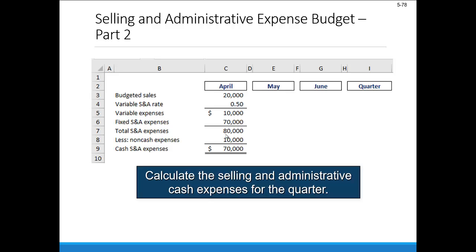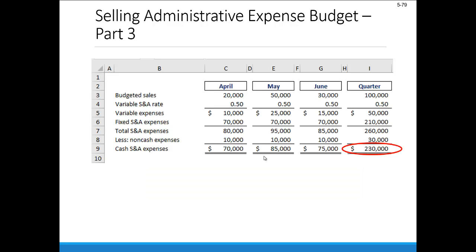So we'll take the total S&A expenses of $80,000 minus the $10,000 in non-cash expenses, and that gives us our cash disbursements for S&A of $70,000. And then we'll do the same for May, June, and the quarter as a whole.